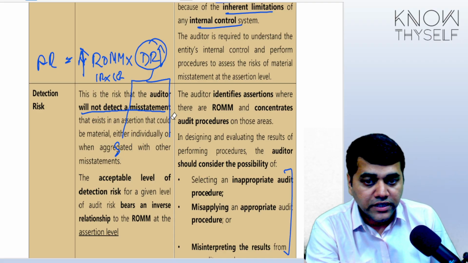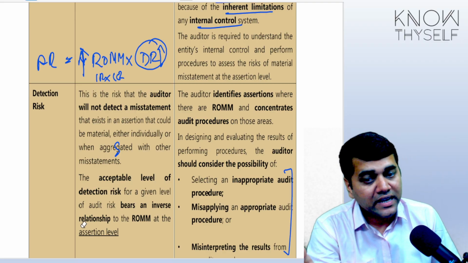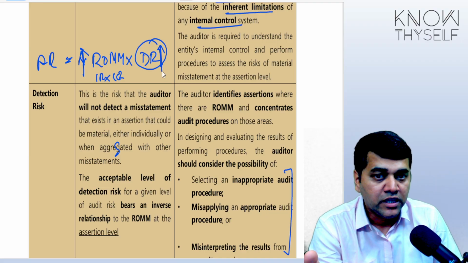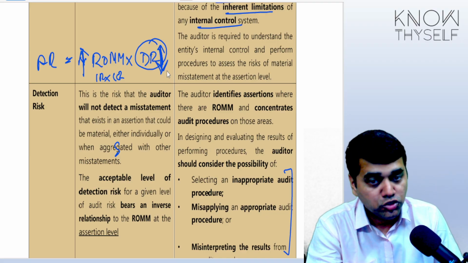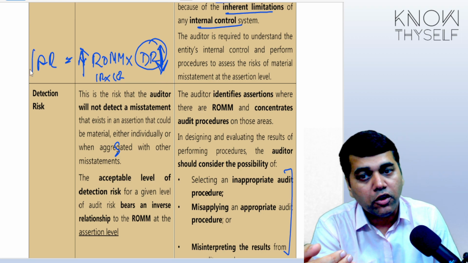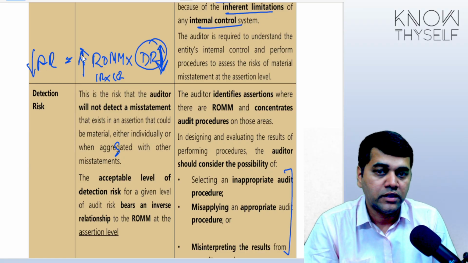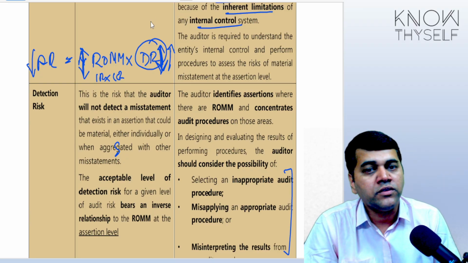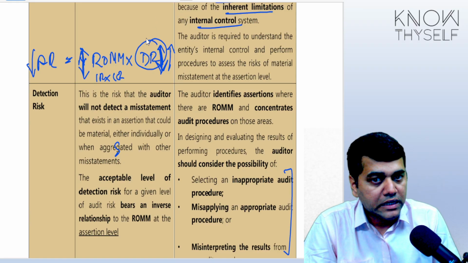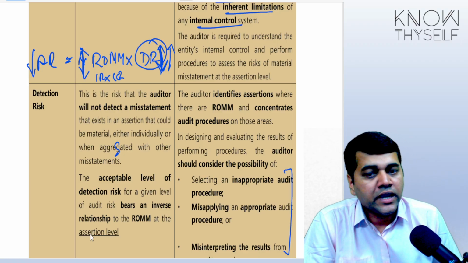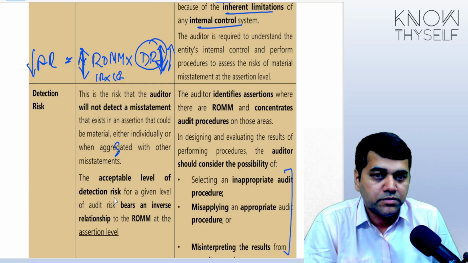Acceptable level of detection risk bears an inverse relation to the ROMM. That means when the risk of misstatement is very high, your detection risk has to be low. Otherwise, it makes no sense, so that my audit risk is always at an acceptable low level. The moment risk is low, your detection risk is very high, because here you don't do anything. Detection risk is where you do something. It should have an inverse relationship.